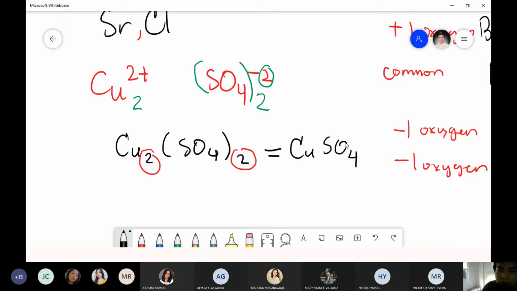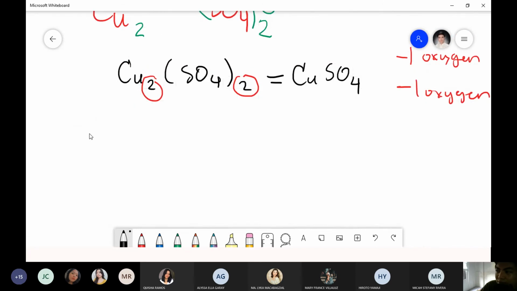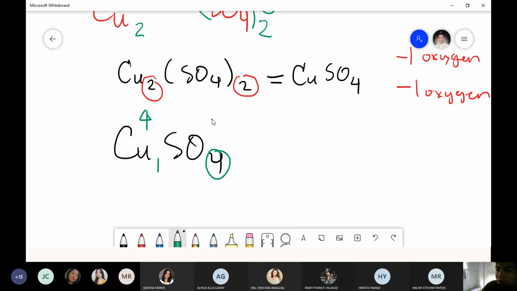However, if you're going to do the reverse crisscross for this one, you might think this came from this, and this one came from this, so that means the formula is Cu4 plus SO negative. Is that correct? Obviously not. So when you're doing reverse crisscross, you really have to be careful.